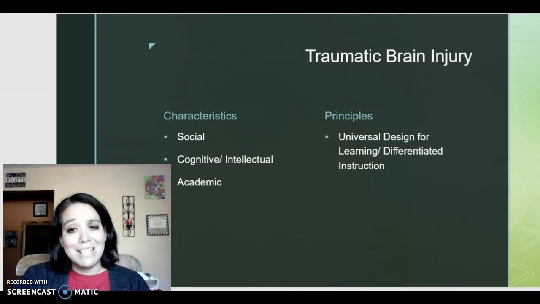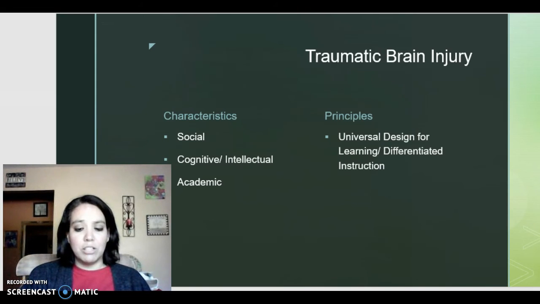Giving directions one step at a time is helpful. Showing the student how to perform the task, or a new task that they have to learn, and giving them examples helps the student with a traumatic brain injury.